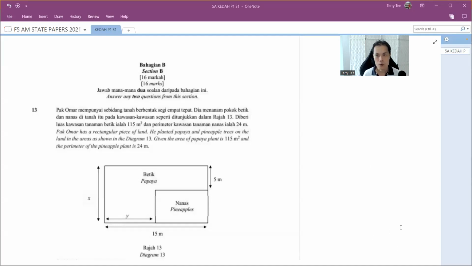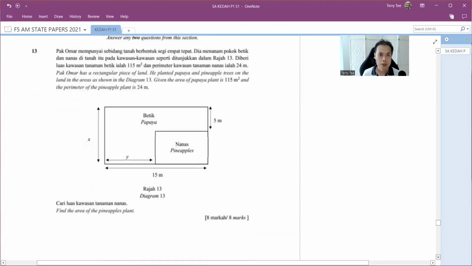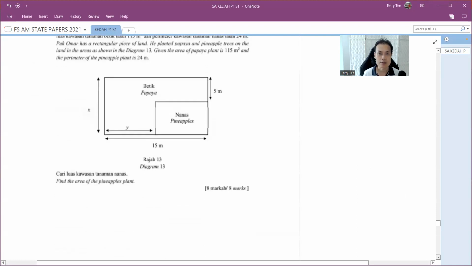Okay, let's move on to section B, question number 13. This is form 4, chapter 3, a system of equations. So here we have to form 2 equations and solve them simultaneously. So we start with this. The farmer has a rectangular piece of land. He planted papaya and pineapple trees on the land as shown in diagram 13. Given the area of the papaya plantation is 115 and the perimeter of the pineapple plantation is 24, find the area of the pineapple plantation.